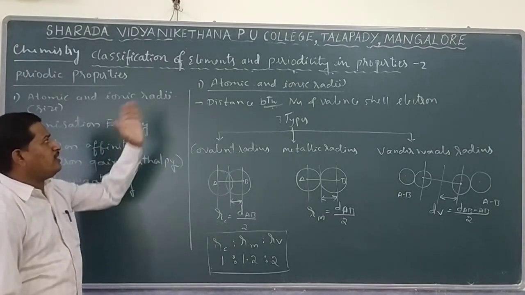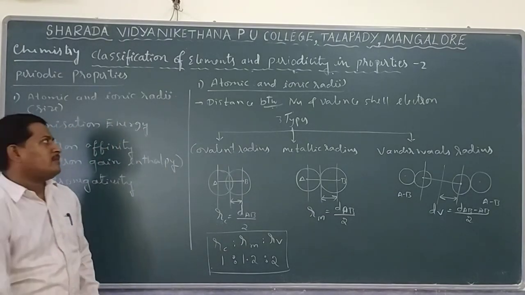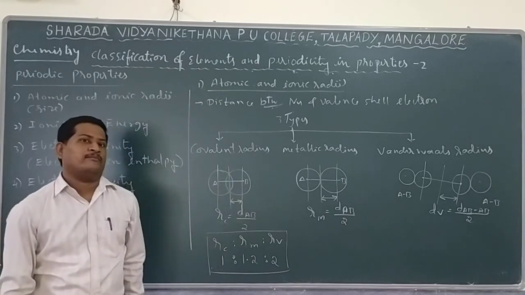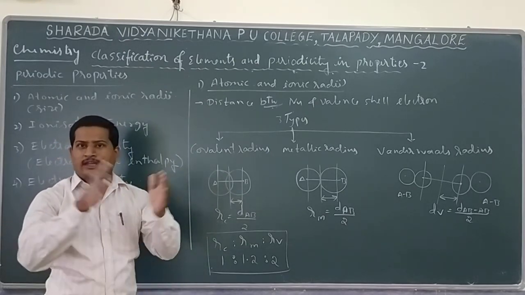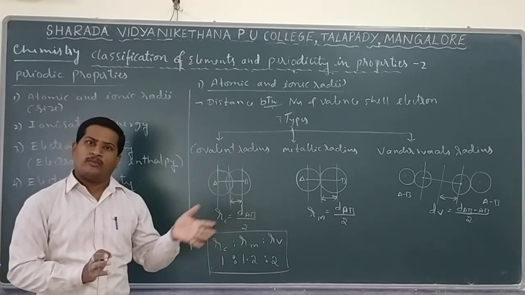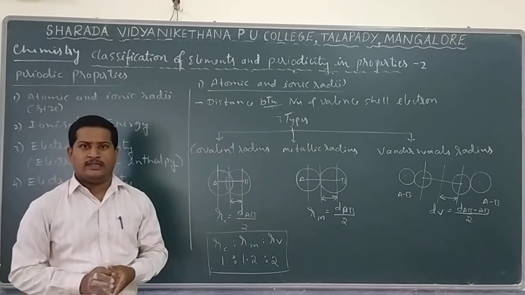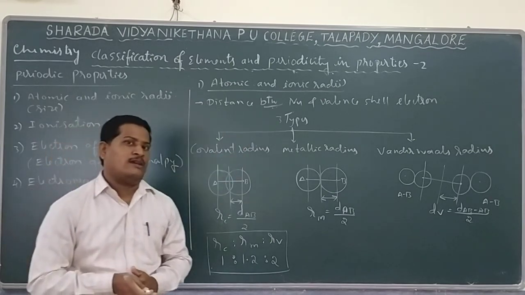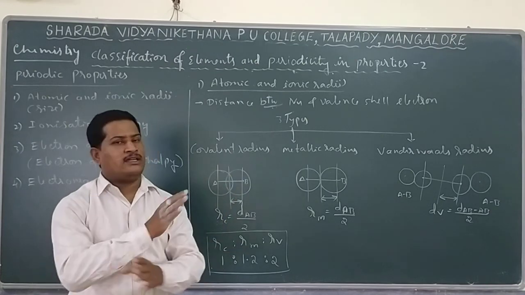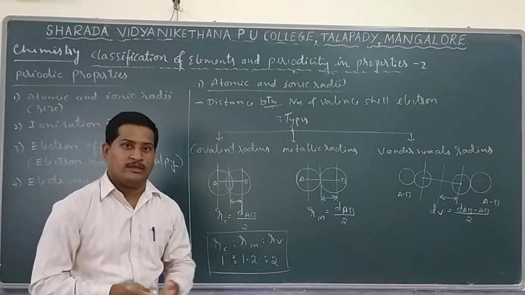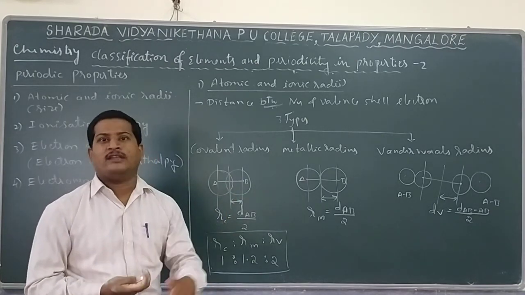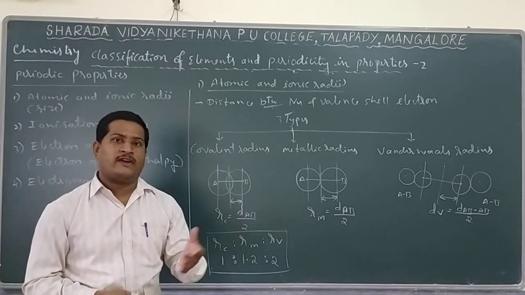The first is atomic and ionic radii. Let us see atomic radii first. What is atomic radii? The radius of an atom is the atomic radius. What about ionic radii? The radius of an ion. Remember, atoms and ions are not possible to separate individually because of their very small size, measured in nanometers or in angstroms.